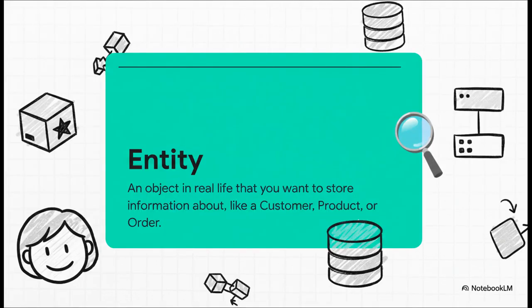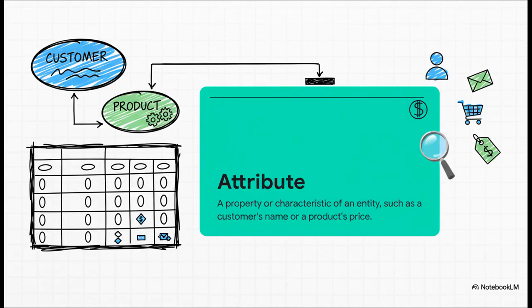Okay, so the very first thing you do is figure out your main things, your core objects. We call these entities. So for an online store, an entity would be a customer, a product, maybe an order. They're the main nouns in our data story. All right, once you've got your entities, you need to describe them, right? And those descriptions, those properties, are called attributes. So for our customer entity, attributes would be stuff like their name and email. For a product, it'd be price and category.